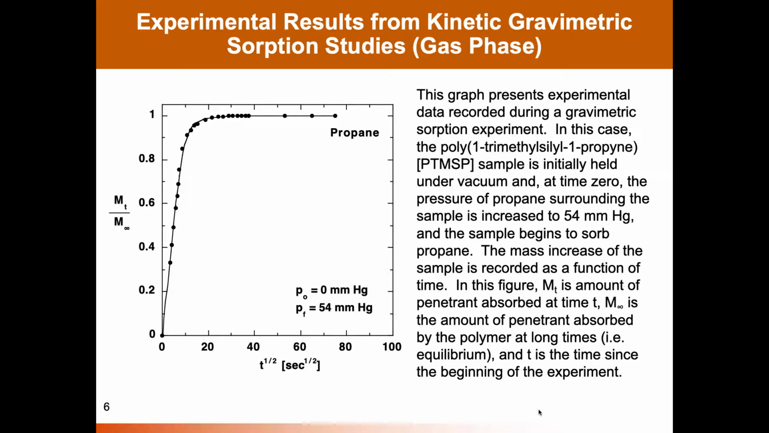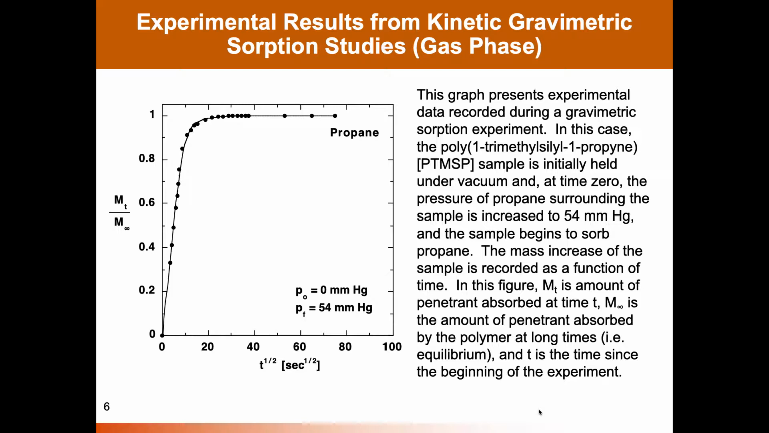So this shows an example of experimental data from such a system, and this is propane gas phase uptake into a polymer, PTMSP, that has the capacity to absorb a lot of propane. It's a sponge for propane to a certain extent. This experiment is started by hanging a sample of this polymer from that quartz spring, initially putting the sample under vacuum to desorb any volatile species out of the material, and then at time t equals 0, exposing it to a fixed partial pressure of propane.